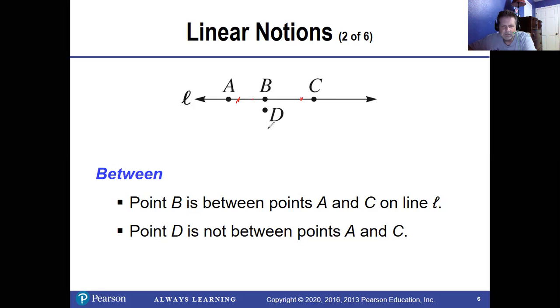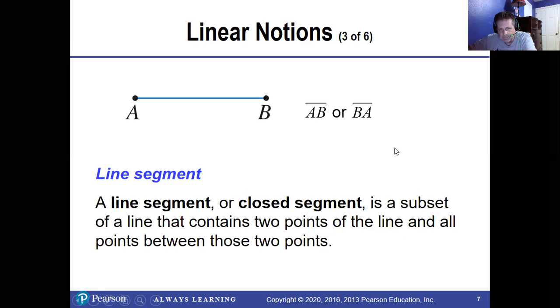Point D is not between points A and C. Point D is non-collinear too. So something non-collinear would not be able to be between either. But this is often misconstrued. Between does not mean middle. Could be, but not necessarily.